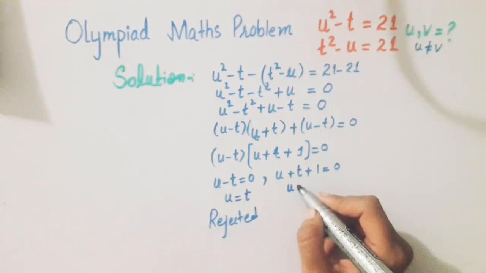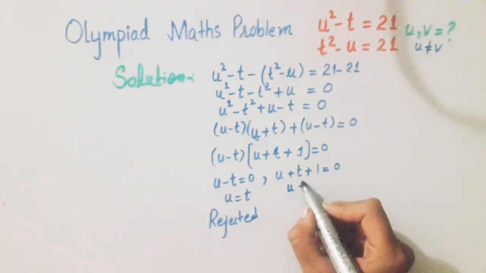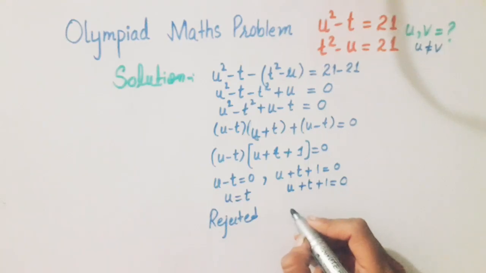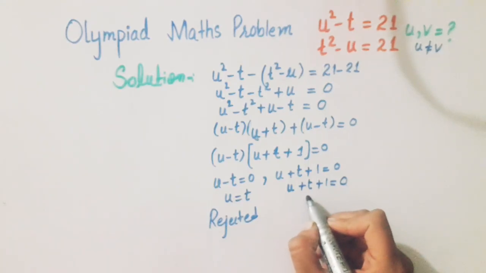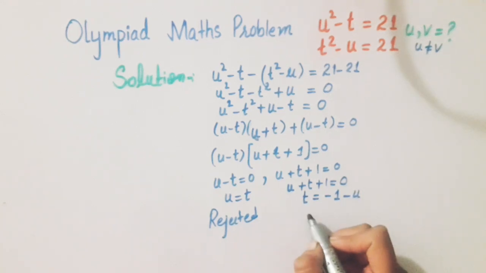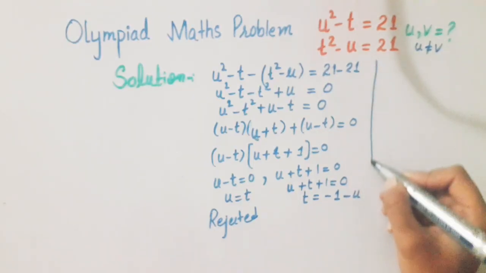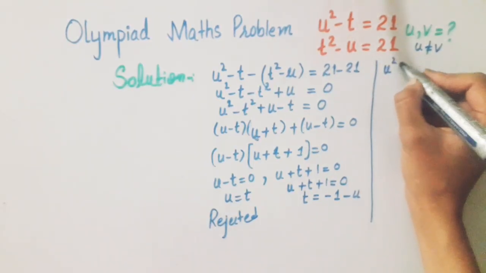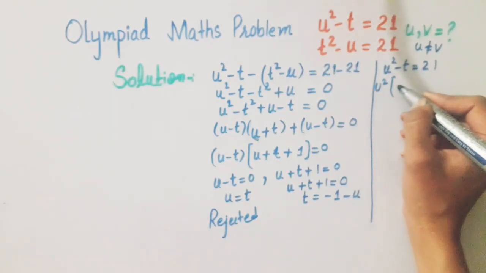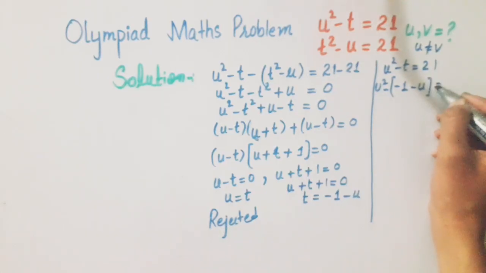So here we can write u plus t plus 1 equals 0. Find the value of t. So t equals minus 1 minus u. Substitute the value of t in equation 1. So equation 1 is u square minus t equals 21. In place of t we will replace minus 1 minus u, equals 21.